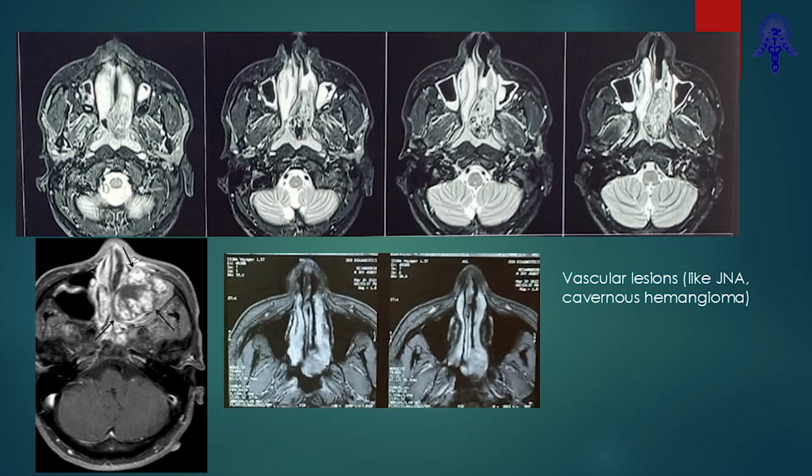Similarly with vascular lesions, for example JNA. The involvement of the JNA is very important, including intracranial extension if it is suspected. So we can directly go for an MR with contrast. Even with a T2 enhanced MR, we can have an idea regarding the vascularity or the consistency of the JNA. Here you can see the extent of the JNA, and no CT scan was done in this patient. Similarly, for a vascular tumor like a maxillary sinus hemangioma, the MRI becomes the first line of investigation rather than a CT scan.